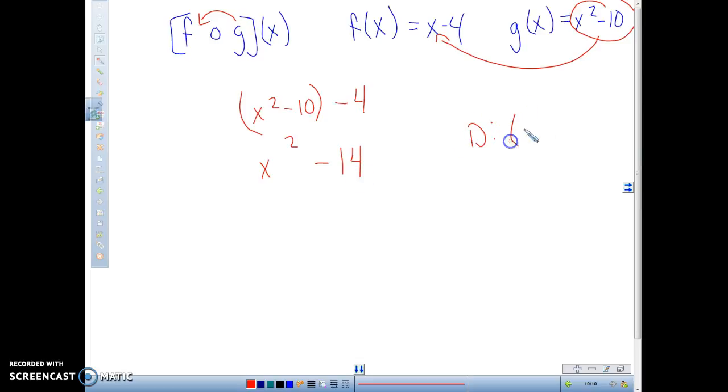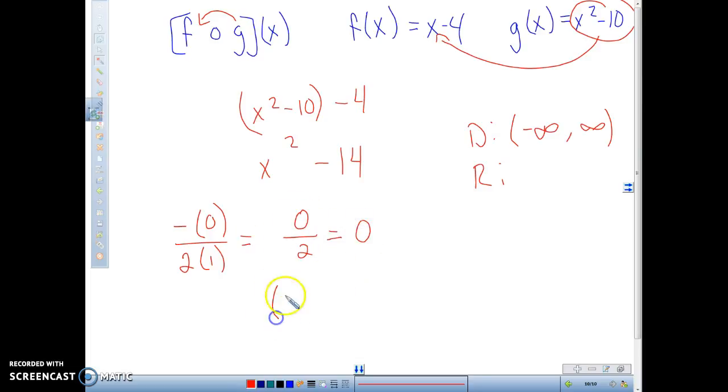So domain, it's a quadratic again, negative infinity, positive infinity. Your range, so we don't have a b, so you would have a negative 0 on top because b is 0, times 2 times 1. So 0 over 2, which is just 0. So our x-coordinate of our vertex is 0. We plug this in. Our y-coordinate is going to be negative 14. So our range is negative 14 to infinity. Again, remember the bracket there.